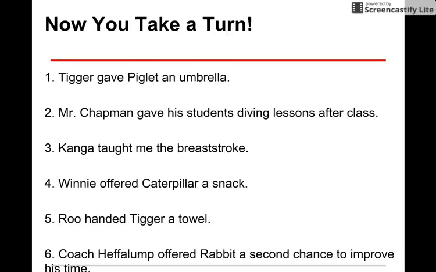2, Mr. Chapman gave his students diving lessons after class. 3, Kanga taught me the breaststroke. 4, Winnie offered Caterpillar a snack. And you can see by the capital C there that I mean Caterpillar is a specific person. 5, Roo handed Tigger a towel. 6, Coach Heffalump offered Rabbit a second chance to improve his time.